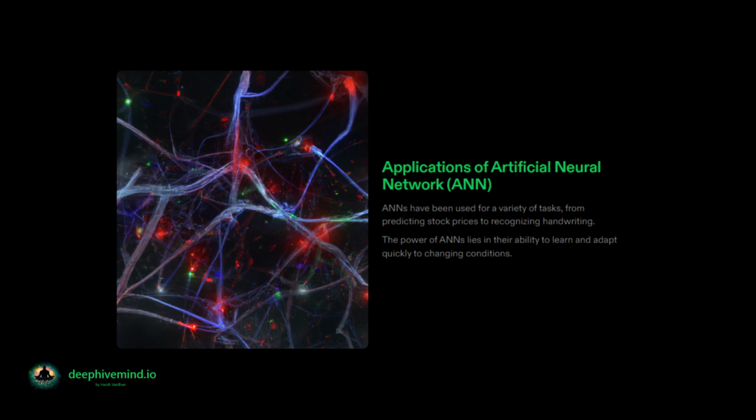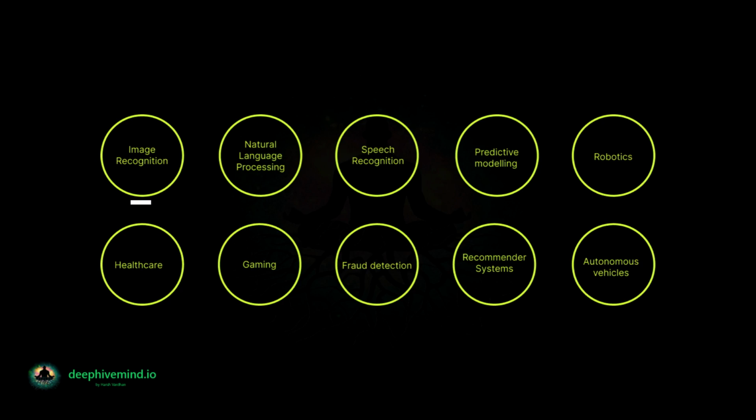Applications of artificial neural network, ANN. Artificial neural networks, ANNs, have a wide range of applications across many different fields. Some of the most common applications include image recognition. ANNs are commonly used for tasks such as object detection, facial recognition, and image classification. Natural language processing. ANNs are used for tasks such as language translation, text classification, and sentiment analysis.